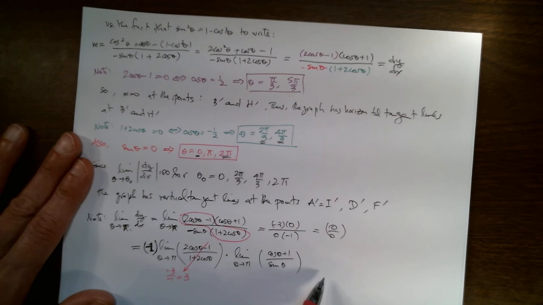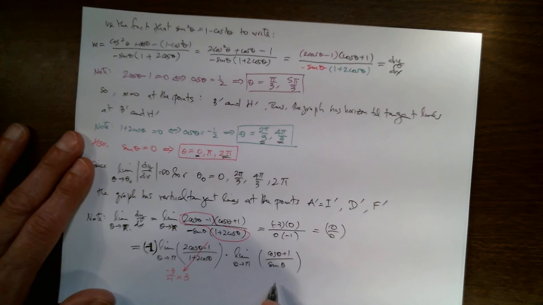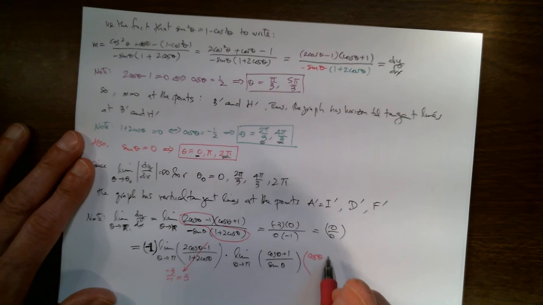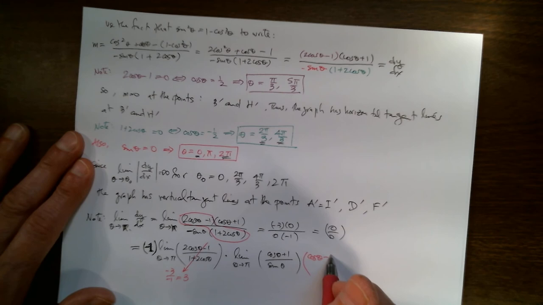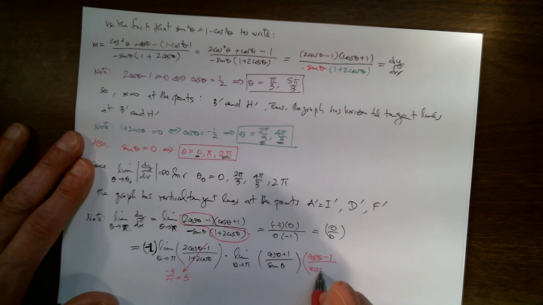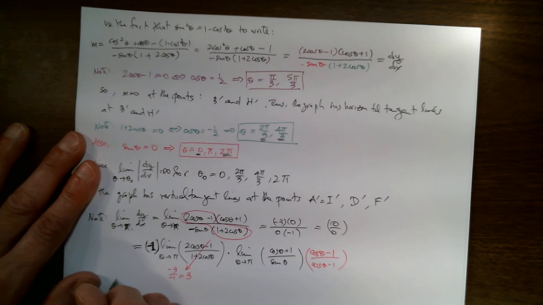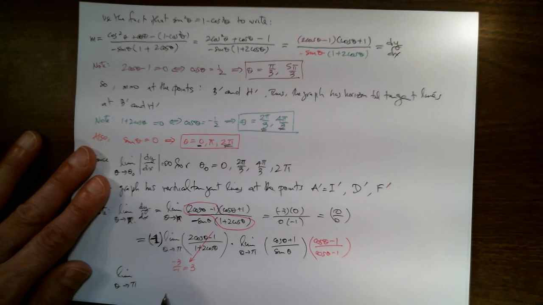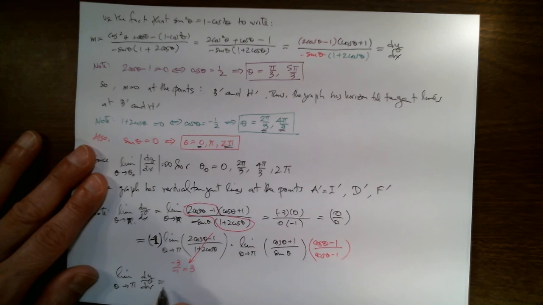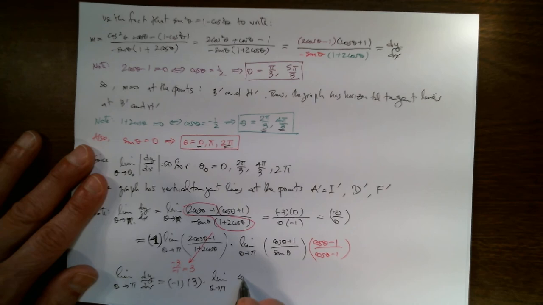There are a number of ways that we could evaluate this indeterminate limit. One would be to multiply by the conjugate of the term in the numerator. In other words, if we multiply by the cos theta minus 1 over the cos theta minus 1, then we find that the limit as theta approaches pi of dy dx is minus 1 times this 3, times the limit as theta approaches pi of the cosine squared of theta minus 1 over the sine of theta times the cosine of theta minus 1.